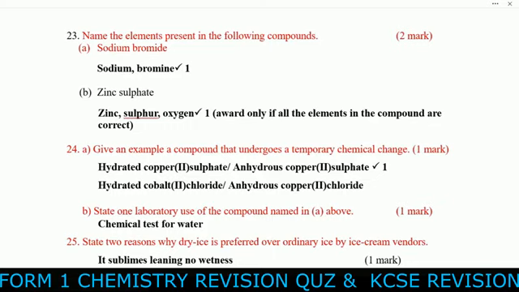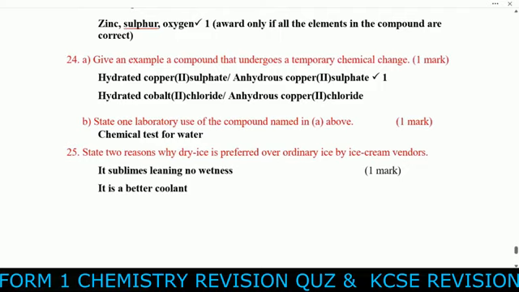Then question number 24, you are told to give an example of a compound that undergoes a temporary chemical change. That one is hydrated copper 2 sulfate or anhydrous copper 2 sulfate. Then hydrated cobalt 2 chloride, it is also called anhydrous cobalt 2 chloride. 24b, you are told to state one laboratory use of the compound named in A above. That one is used for the chemical test for water.